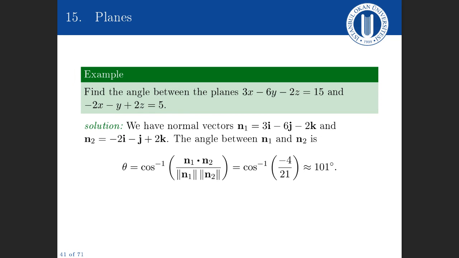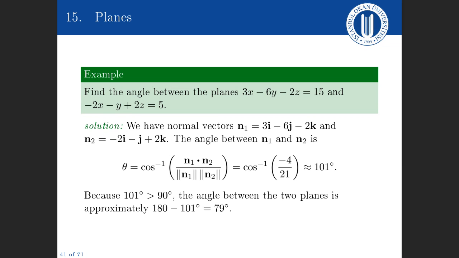We have our formula for the angle between two vectors: inverse cosine of n1 dot n2 divided by norm of n1, norm of n2. You can check that if we put the numbers in here, what we get is inverse cosine of minus 4 over 21. And if we then have access to a calculator, we can calculate that this is approximately 101 degrees.